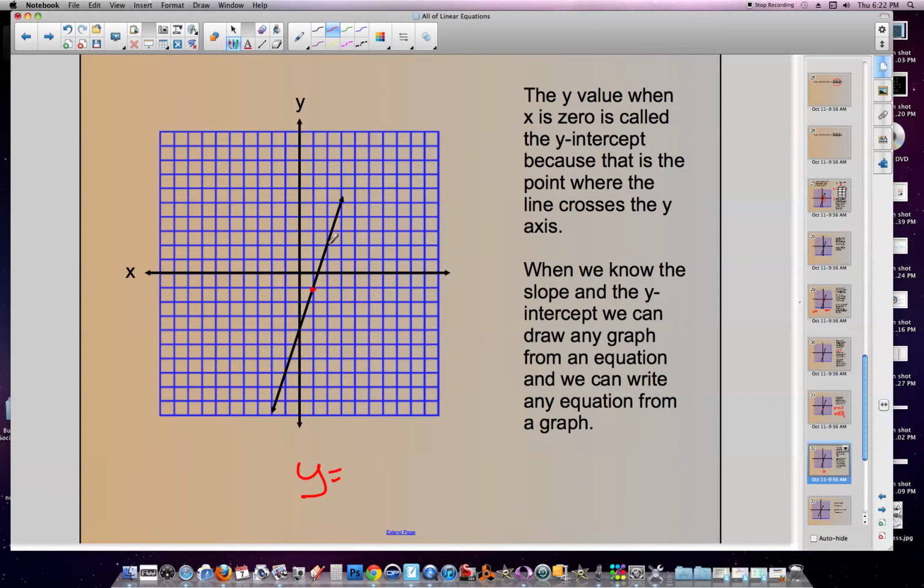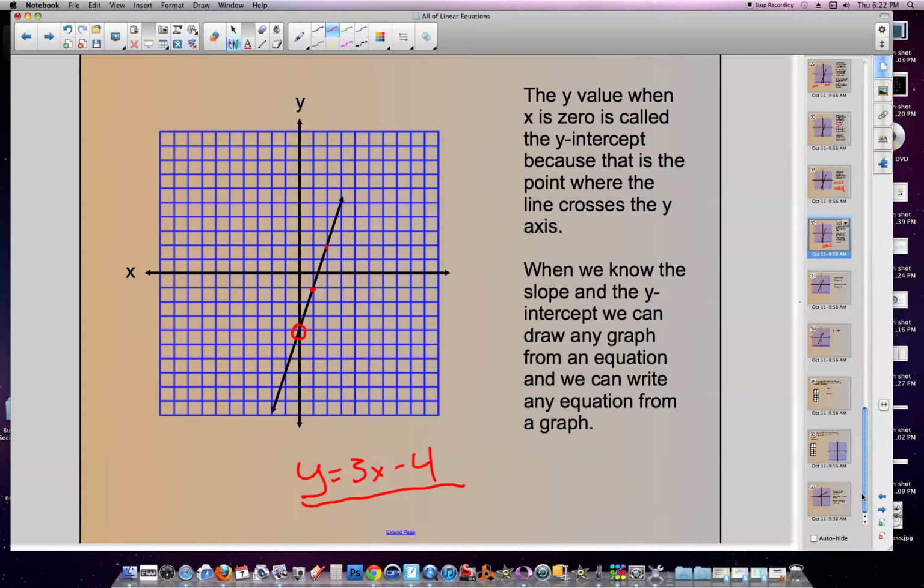We know that y is always going to be 3 times bigger than x. We know that the change in y is always going to be 3 times the change in x. And we know that it crosses the y-axis, that when x is 0, y is going to be negative 4. And now we've created an equation. That's it. We're done. That's linear algebra. Congratulations. That's it.